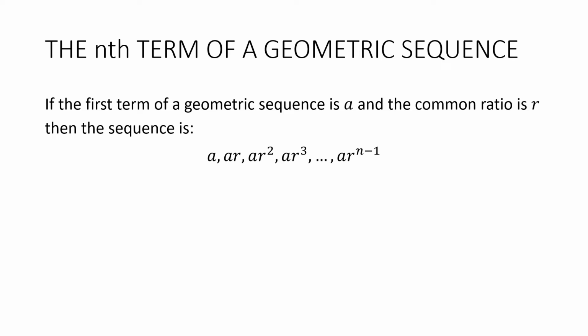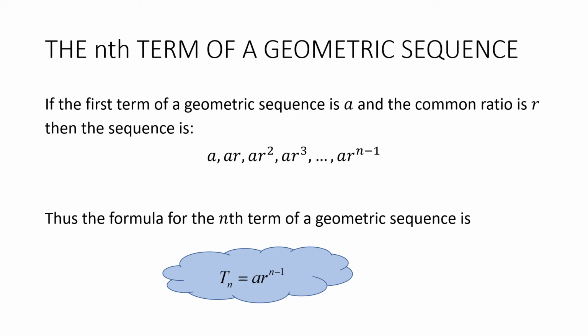So if the first term of a geometric sequence is a and the common ratio is r, then this is the sequence. Here's our first term. Multiply it by r, we get the second term. Multiply it by r again, we get the third term. Hopefully you can see the pattern here. This is the fourth term. So the nth term will be ar to the n minus 1. And there's our formula. So Tn is equal to ar to the power of n minus 1.